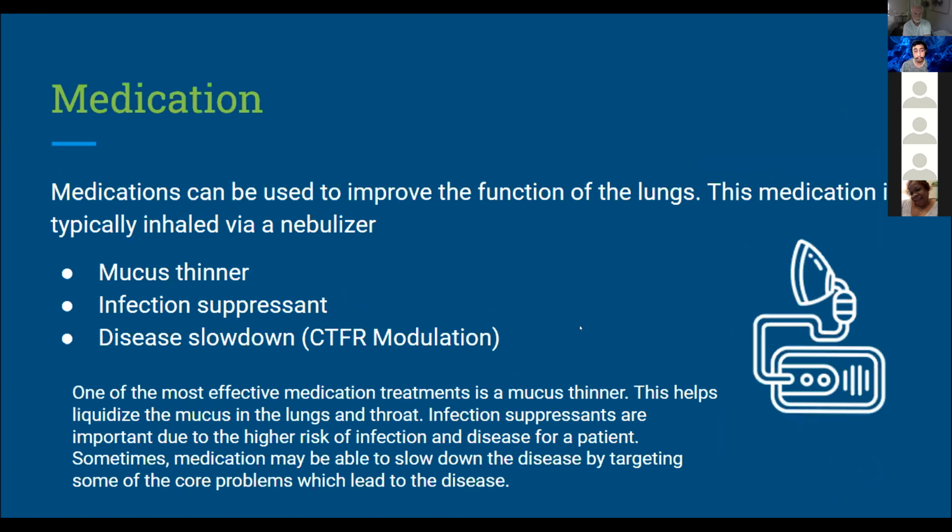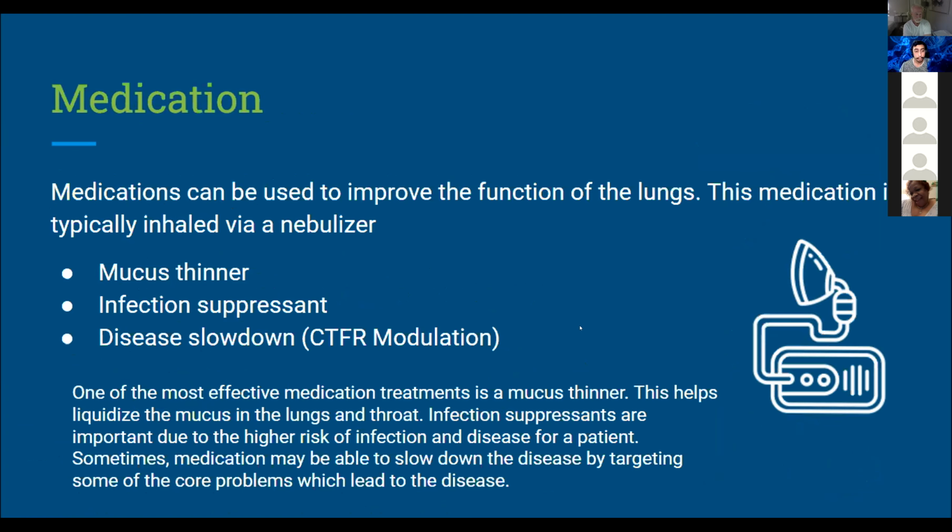There are many different types of medications used to treat cystic fibrosis. However, most are introduced to the body via inhalation using a nebulizer. The most common of these is a mucus thinner, which helps the respiratory system remain cleaner. There are also infection suppressants, so something like antibiotics will be used to try to prevent someone from getting very sick.